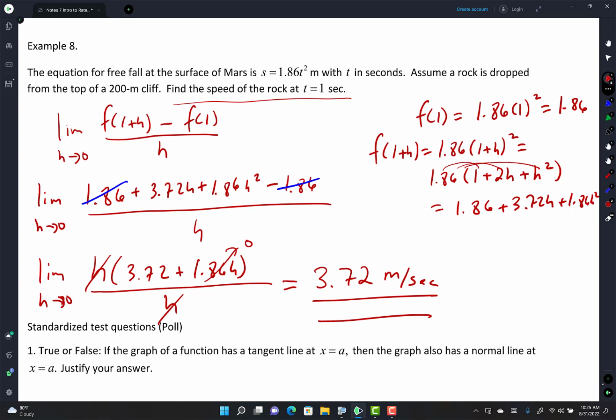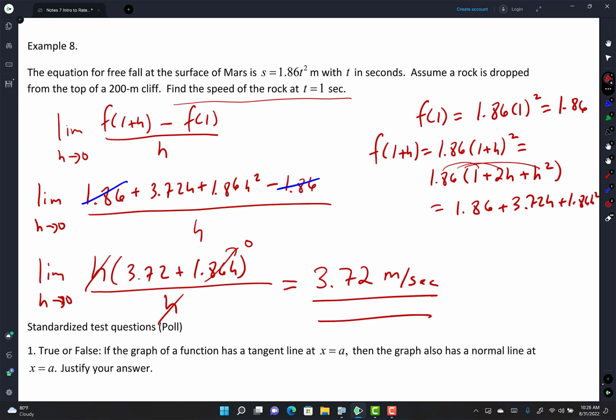Okay, so you get the top part, the numerator, right? Position final minus position initial. And in the bottom, I have time final minus time initial. 1 plus a little bit past it, minus 1. The 1's cancel out, and I just have h. I want h to approach 0 because I want my change in time to approach 0.